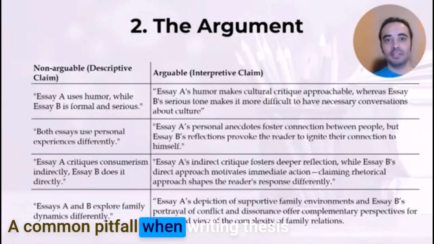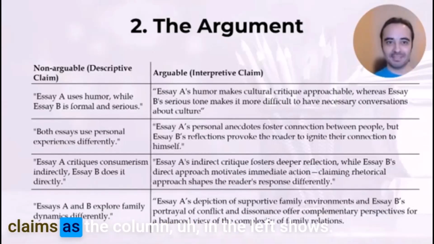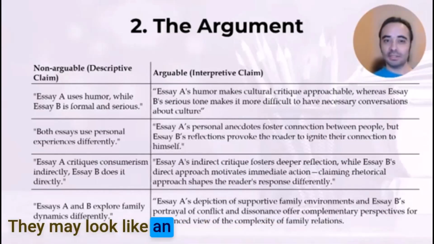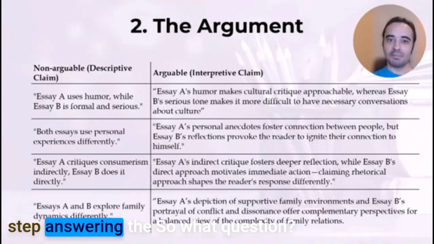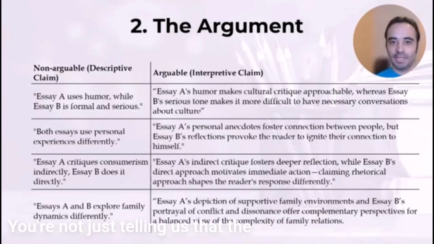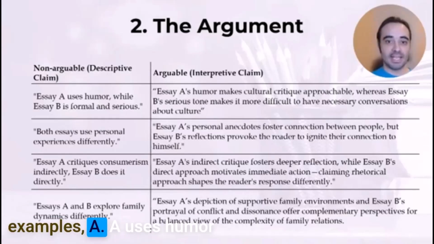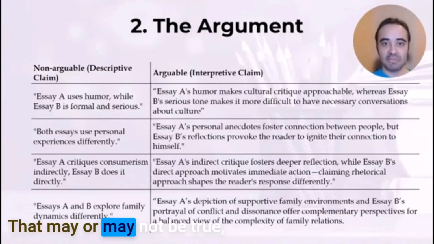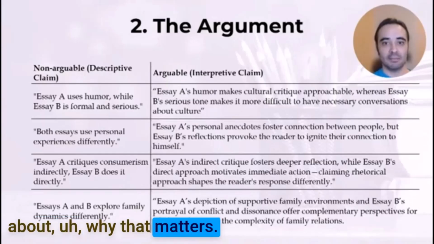A common pitfall when writing theses is that we tend to make descriptive claims, as the column on the left shows. They may look like an argument, but they aren't exactly, because they don't take the extra step of answering the so what question. You're not just telling us that the writers chose different styles, as in essay A, the first example: essay A uses humor, while essay B is formal and serious. That may or may not be true, but that is not interesting. It doesn't tell us anything about why that matters.